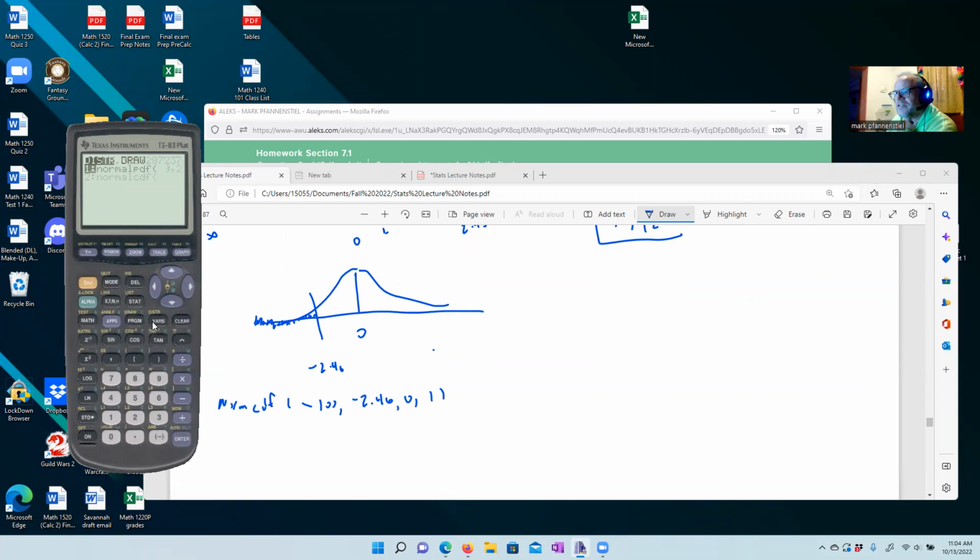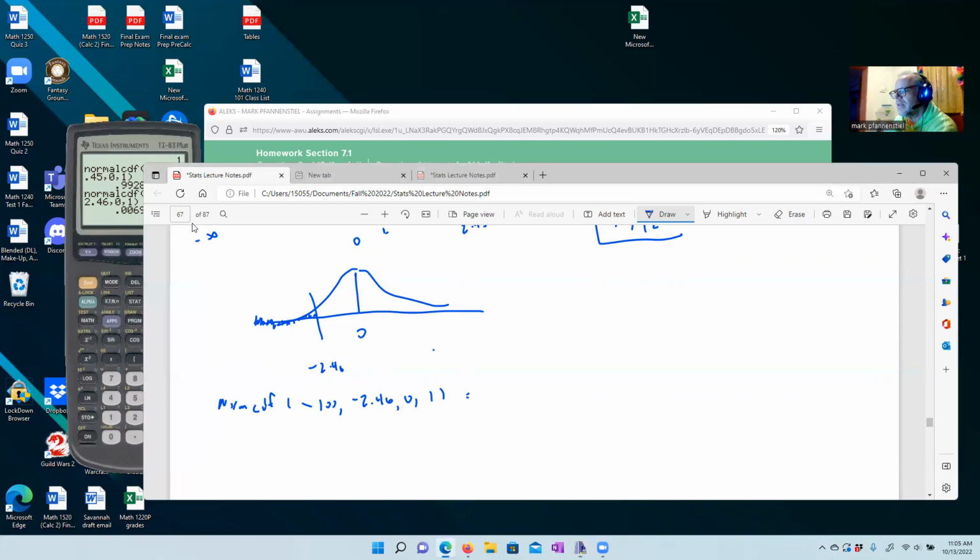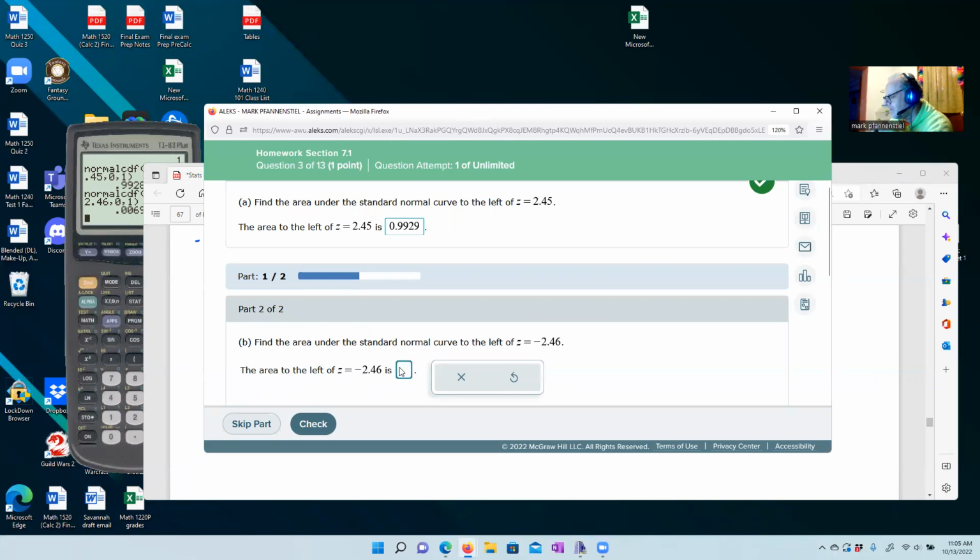Second function, distribution. So we're going to say norm CDF. We want negative 100, comma, negative 2.46, comma 0, comma 1. Mean, standard deviation. On the TI-84 I think we'll give you a little bit more prompting than this one will. We get 0.0069. They wanted the 4 decimal places, so 0.0069. So there's our answer rather. It's not going to be very much.